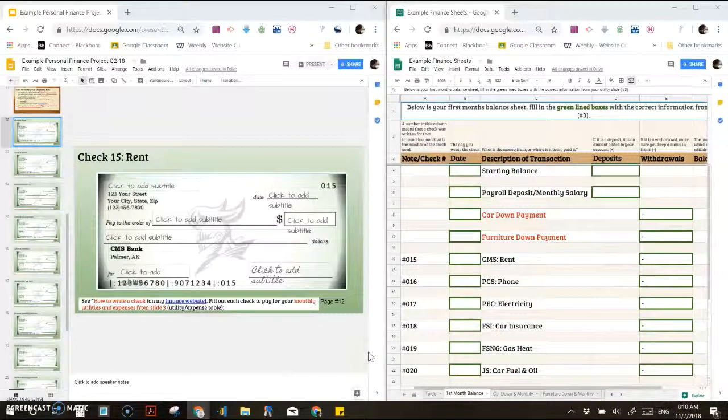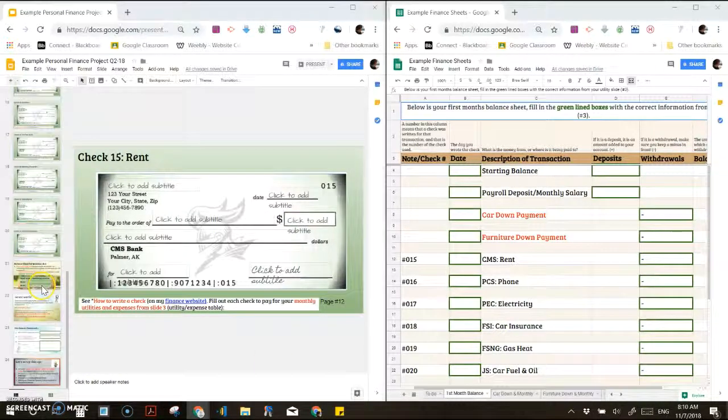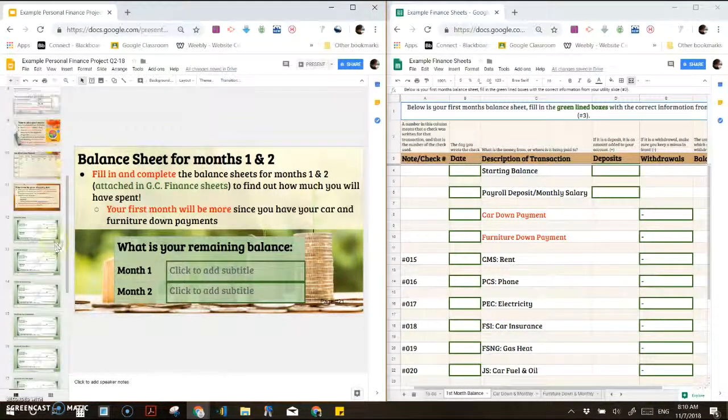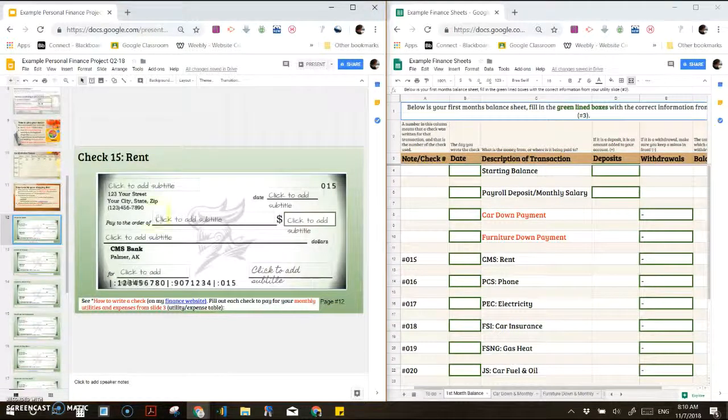Okay, for slides 12 through 21, we're working with our checks and our balance sheet. Now, our balance sheet isn't down to slide 21, but it will make it a little bit easier if you start filling out the balance sheet now. That way you don't have to keep going back and forth to slide 3 while you're trying to fill out your checks.